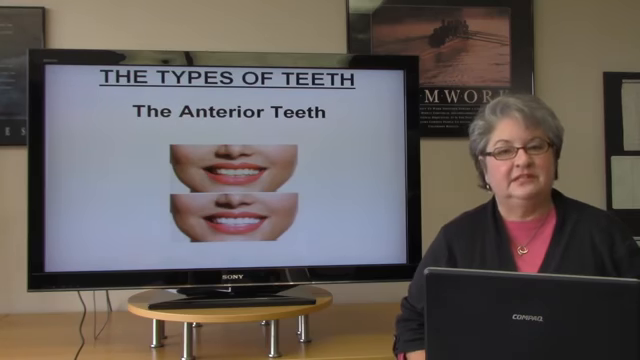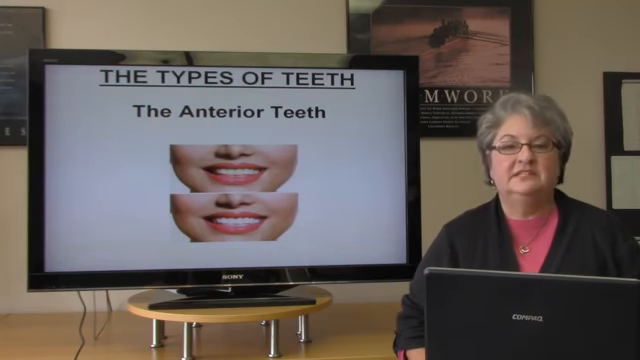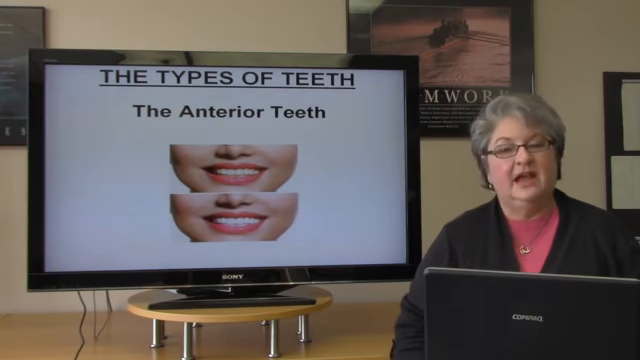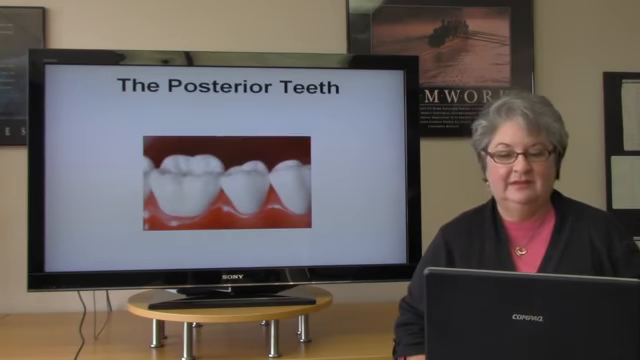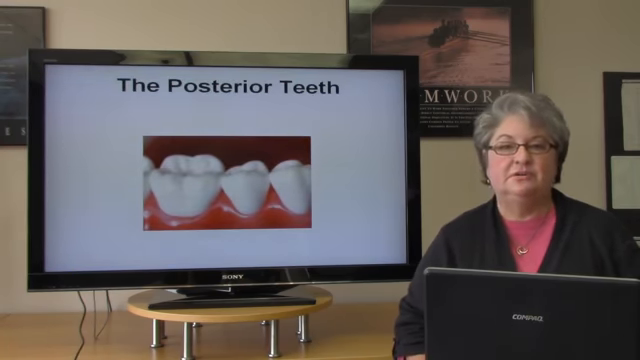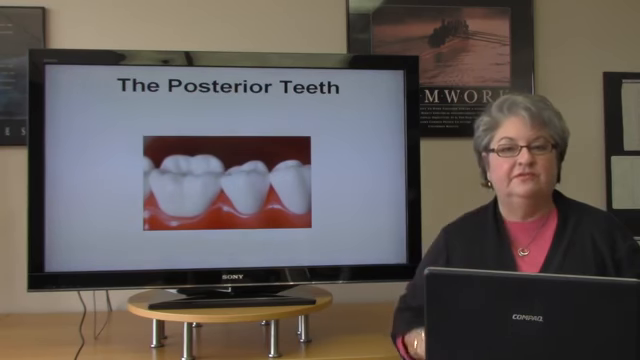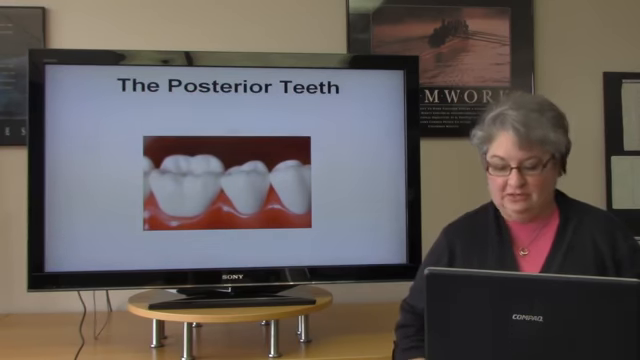There are two types of teeth. The first type is the anterior teeth, which are the 6 front teeth in your smile line, and they are used for tearing food. The next type are the posterior teeth. They are the teeth in the back. They are used for grinding and chewing your food.